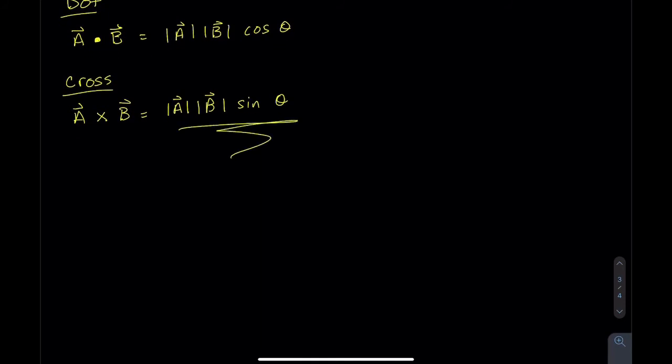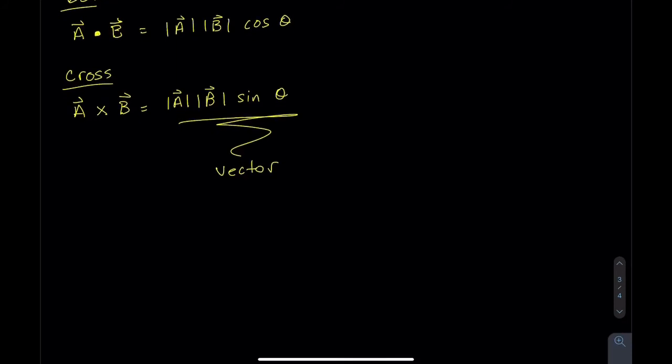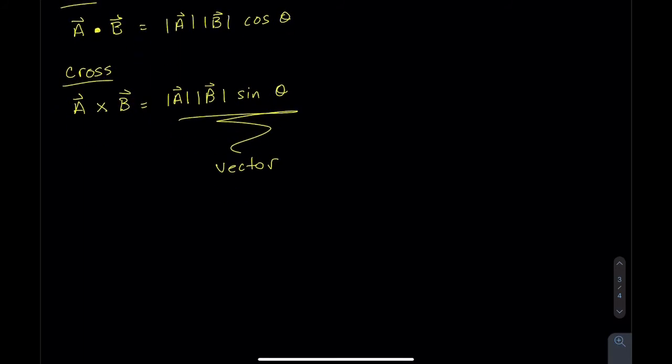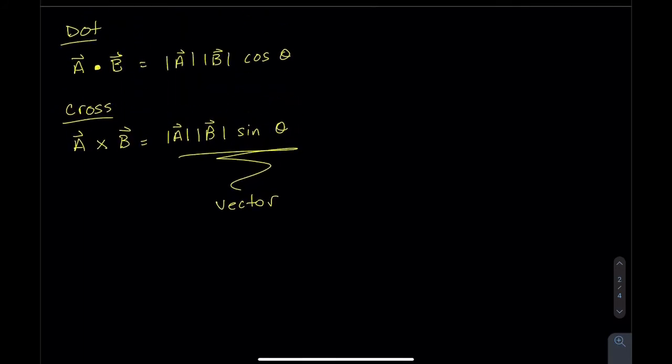And this is going to result in a vector. Now there is a mathematical reason why, and I'm definitely going to explain that later, but the place isn't in this video. Maybe in the next video I'll talk about why. But for now, just know that the dot product rule results in a scalar, meaning it only has a magnitude, no direction, and this results in a vector, meaning it has a magnitude and a direction.